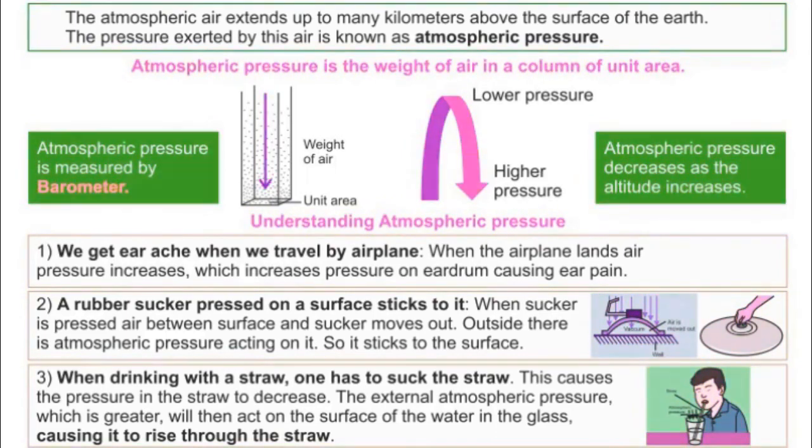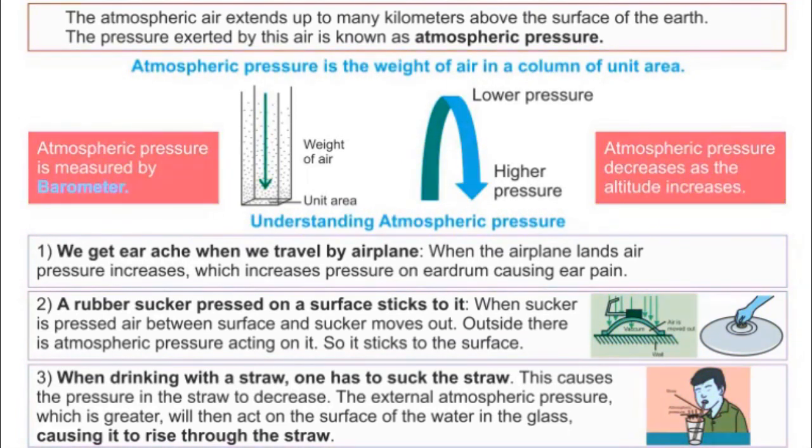1. We get earache when we travel by airplane. When the airplane lands, air pressure increases, which increases pressure on the eardrum, causing ear pain. 2. A rubber sucker pressed on a surface sticks to it. When the sucker is pressed, air between the surface and the sucker moves out. Outside, atmospheric pressure acts on it, so it sticks to the surface.